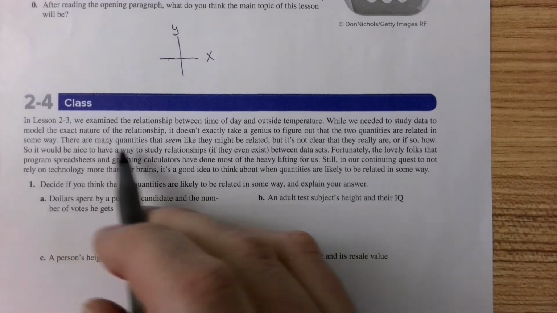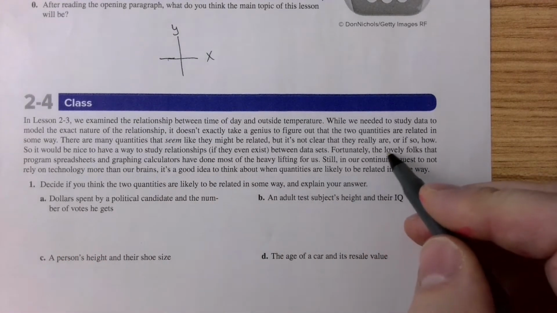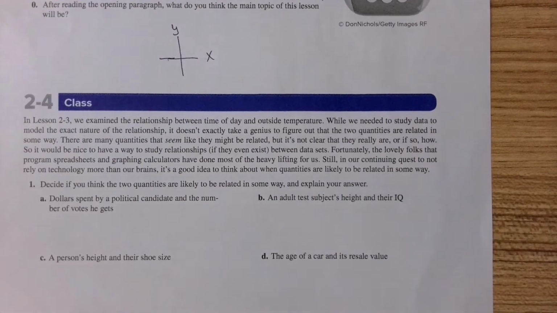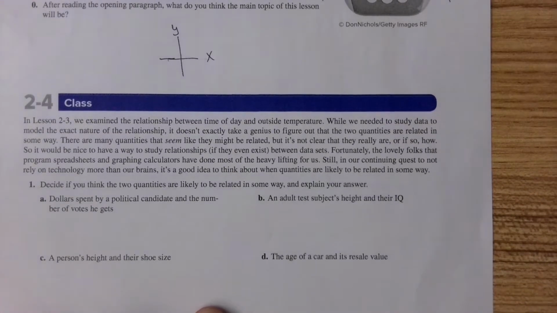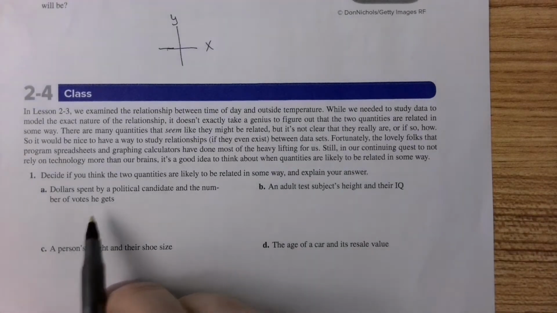Like our author says, there are many quantities that seem like they might be related, but we don't necessarily know how without a really careful study. And it needs to be a designed study where we control all the outcomes. Otherwise, there are things called lurking variables or other things that might actually be causing the change and not the two we're looking for. So here's a couple of things that we wonder if they're related.